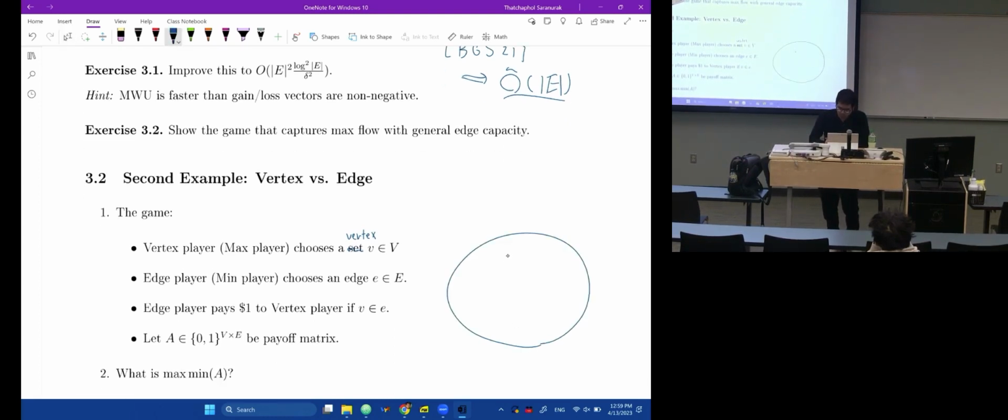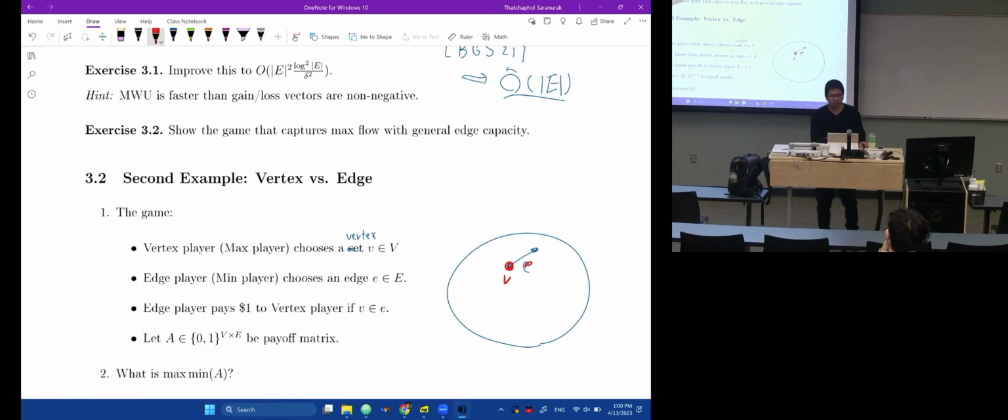Right, one guy chooses an edge E, another guy chooses a vertex. And an edge E will need to pay to a vertex if the edge hits this vertex.